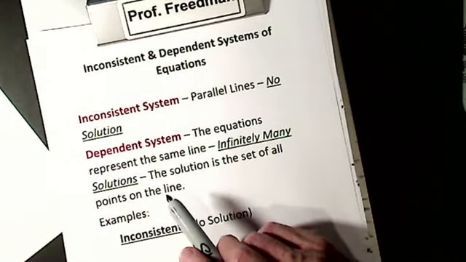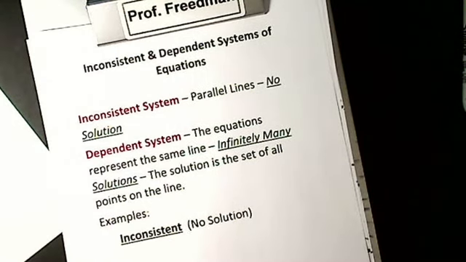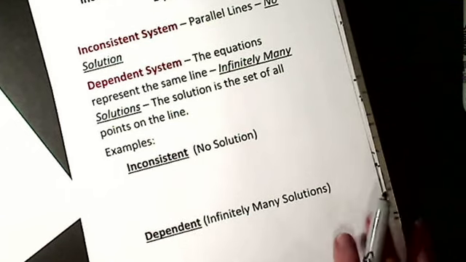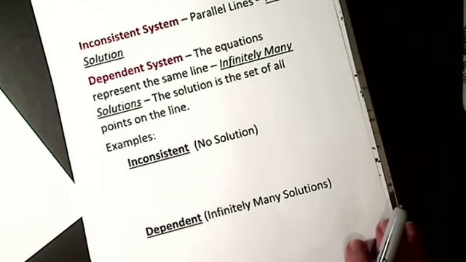Or I can have a dependent system, when one line is exactly on top of another, so it represents the same line. If that's the case, the whole line is the solution. It's the set of all points on the line. So we'll do an example of each. An inconsistent system means there is no solution.